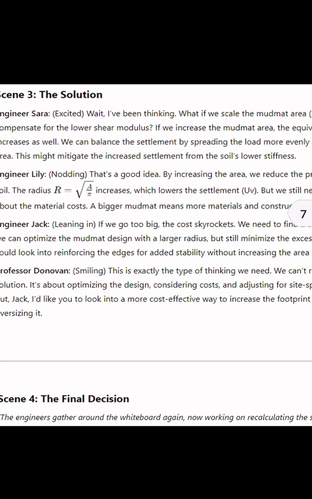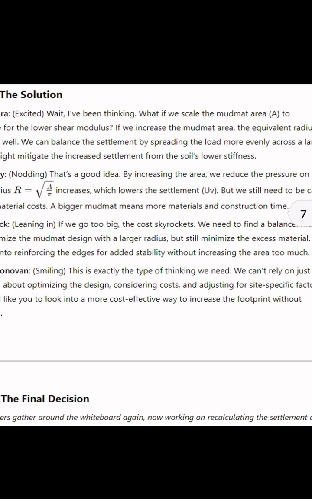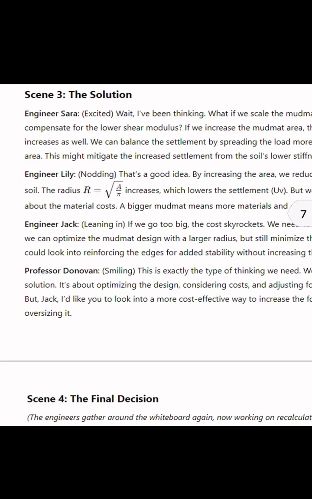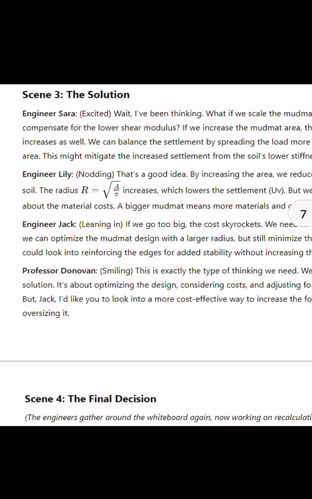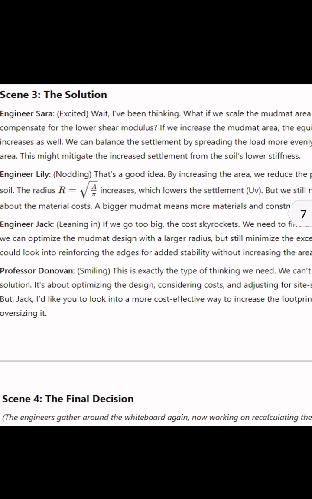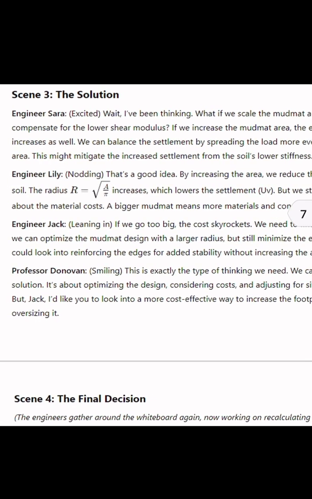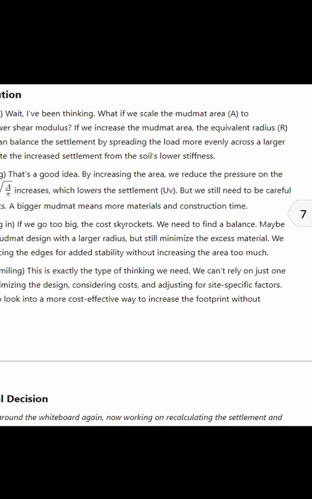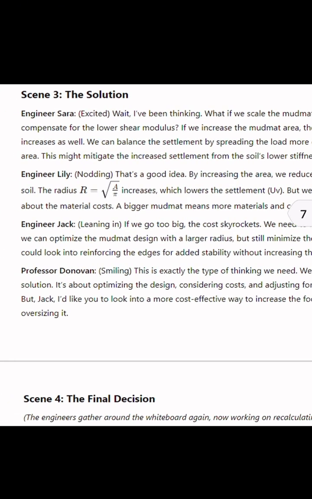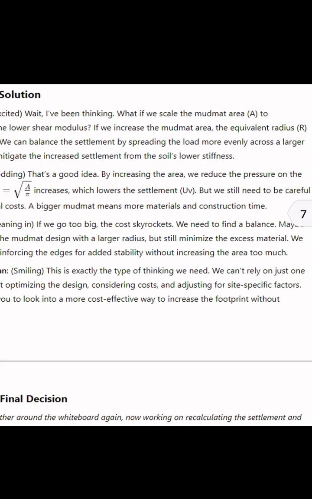Because the soil has lower stiffness, we need to compensate in the area. By increasing the area, we can distribute the load more evenly. That's a good idea. By increasing the area, we reduce the pressure on the soil. What would happen if we increase the area? It would reduce the pressure on the soil. That means the radius also increases, which lowers the settlement.